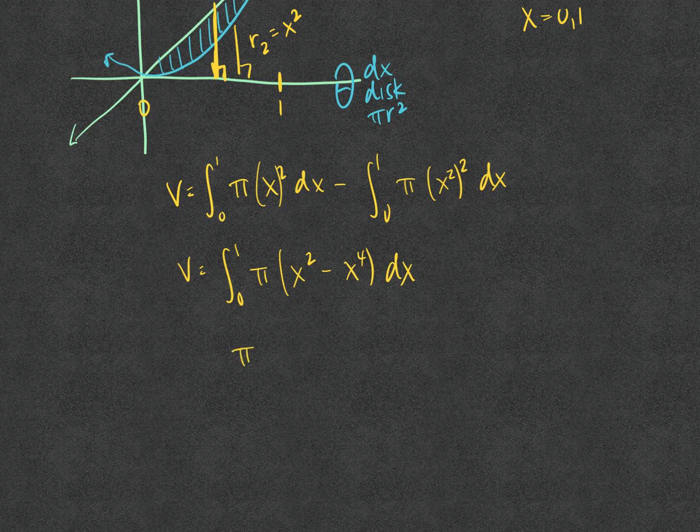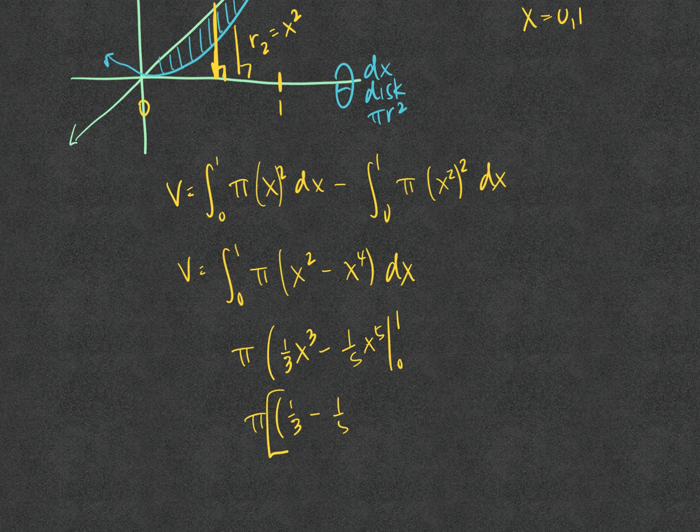So let's go ahead and integrate. So we have pi, when we integrate x squared, we get 1/3 x to the third. When we integrate x to the fourth, we get 1/5 x to the fifth, from 0 to 1. So we have pi, we have 1/3, minus 1 to the fifth, which is 1 times 1/5, which is 1/5. And then minus 0 plus 0. Double check that you end up with a 0 in all those places, okay?